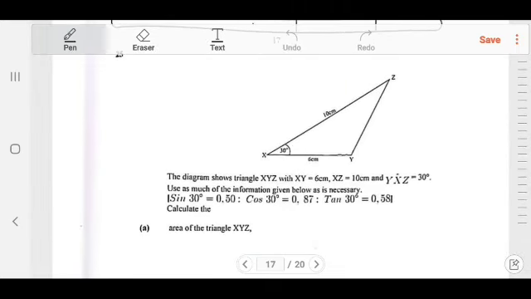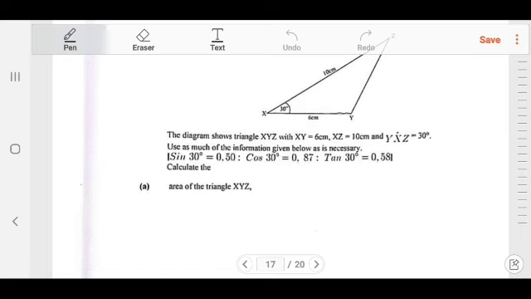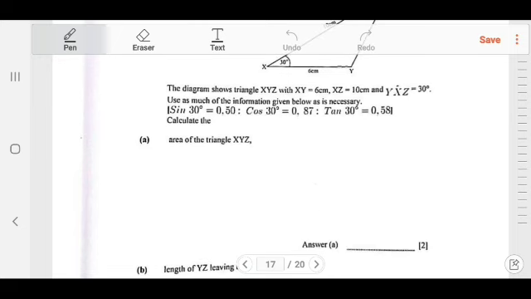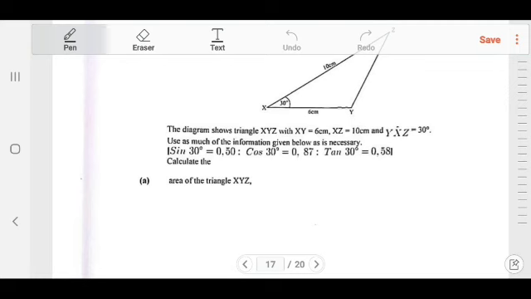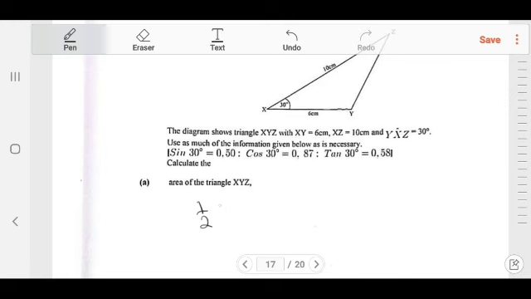Okay, so number 25, the diagram shows triangle XYZ, where XY is 6 centimeters and XZ is 10 centimeters and angle YXZ is 30 degrees. Use as much of the information given below as necessary, where sine 30 is equal to 0.5, cos 30 equals 0.87, tan 30 equals 0.581. Calculate the area of triangle XYZ. Area of a triangle is half ab sine theta, where a and b are sides that have an angle inside them.